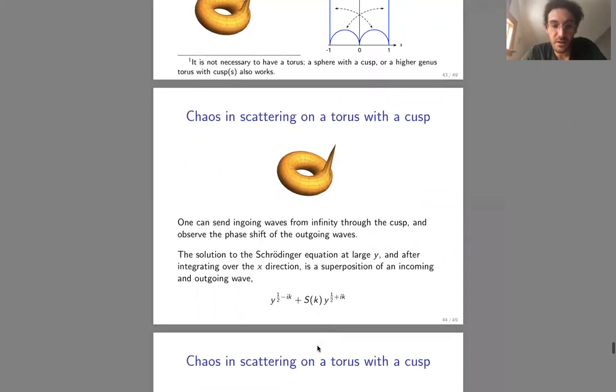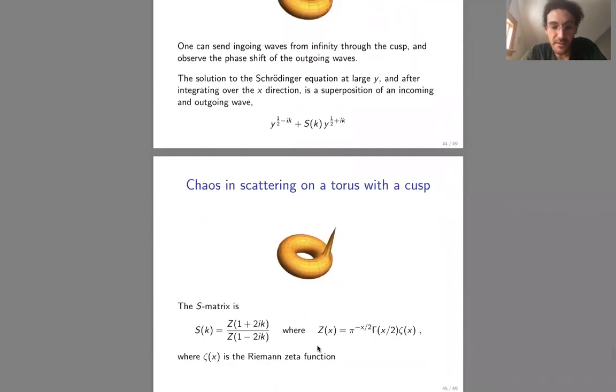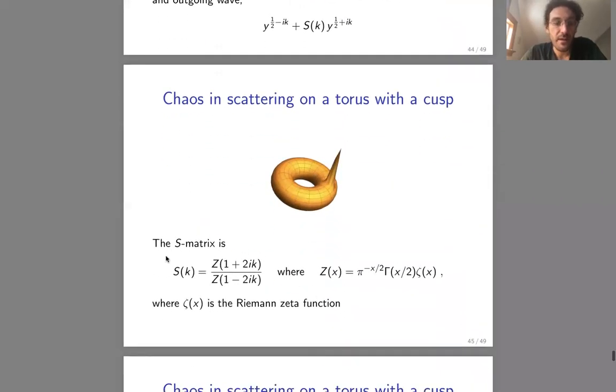This is what was computed in the 70s. The S matrix is expressed in terms of this function Z of 1 plus 2ik over Z of 1 minus 2ik, where Z of x involves a gamma function, which is uninteresting, and the Riemann zeta function, zeta of x. So the S matrix involves the Riemann zeta function at argument 1 plus 2ik, where k is the momentum. So that's the answer.